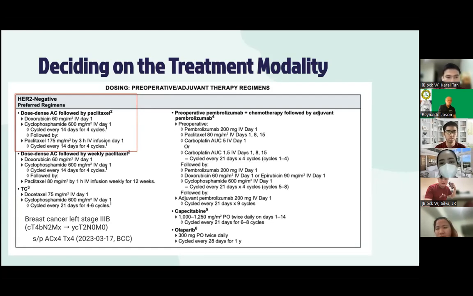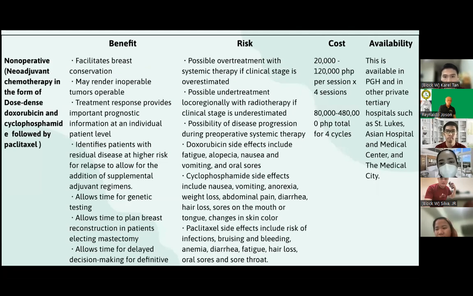So next slide, please. So I'm going to talk about this now, I'll talk about the benefit, risk, cost, availability. So the benefit of this neoadjuvant chemotherapy, it allows for breast conservation, allows inoperable tumors to be more operable. Treatment response could help with prognostication because if the response is very good, it's a good prognostic factor for the patient. And then it allows time for also genetic testing and for just decision making for the definitive treatment as well.